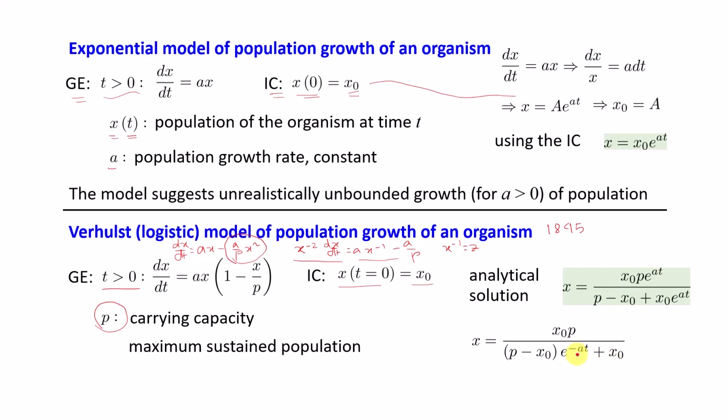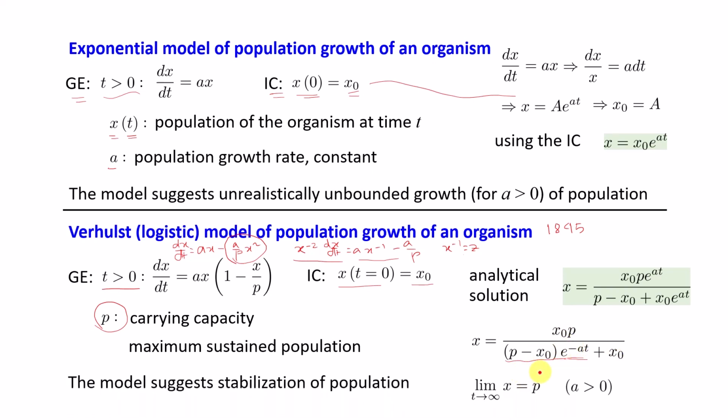Now you can see that when t is very large, assuming that a is positive, this e to the power negative at goes to 0, which means this entire term will go to 0. Then x will be x naught p by x naught, so it will reach toward p. That's it. As t tends to infinity, the limit of x equals p, for a greater than 0. Therefore, the model suggests stability. At some point, the population will stabilize.